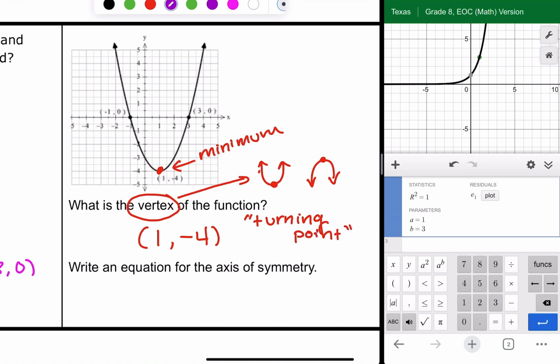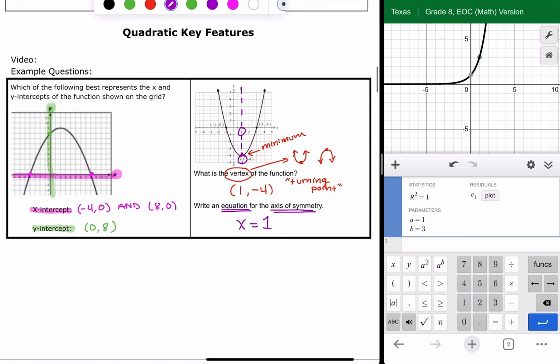And then our next question says, write an equation for the axis of symmetry. The important part here is equation and axis of symmetry. So symmetry is where we cut the graph in half. We've got the vertex, so we can draw the line that cuts it in half. And that's going to touch 1. So we know that's the x value of the vertex, and x equals 1 is my answer for axis of symmetry.